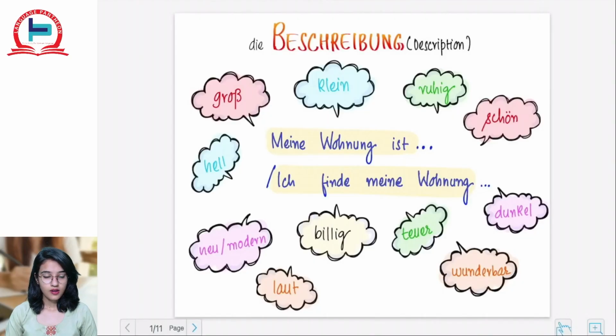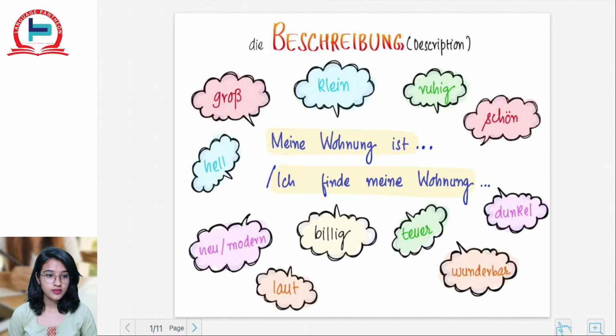So today we are going to discuss how to describe your apartment. That is the Wohnungsbeschreibung. We are going to see the different vocabulary and the different topics that we can include. Okay, let's get started. Let's start with the vocabulary and how to give the description of your apartment.